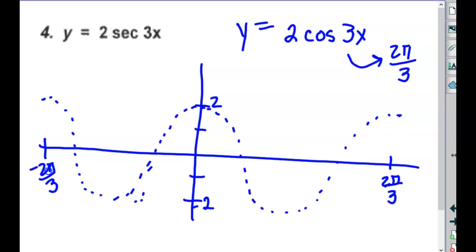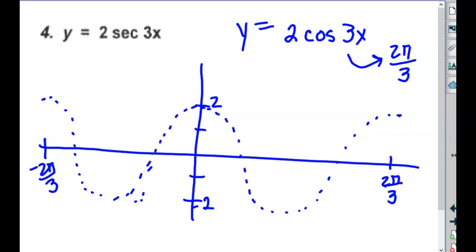Have I lost anybody so far? Because we just took secant out and put in cosine. The amplitude is 2. A cosine graph starts at the max, finishes 2 pi over b, or 2 pi over 3, later.